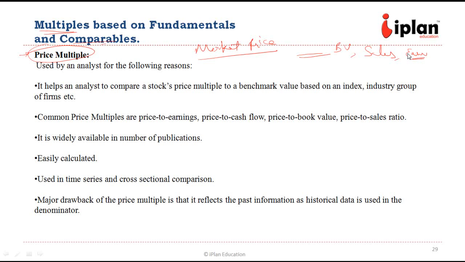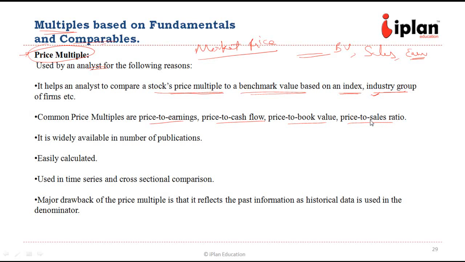The price multiple is used because it gives a comparative perspective to the analyst. So the stock's price multiple can be compared to a benchmark value based on the index or based on the industry, or we can even compare it with competitors in order to find out whether the company is underpriced or overpriced with respect to industry or with respect to the peers. The common price multiples could be price to earning, price to cash flow, price to book value, price to sales, etc.